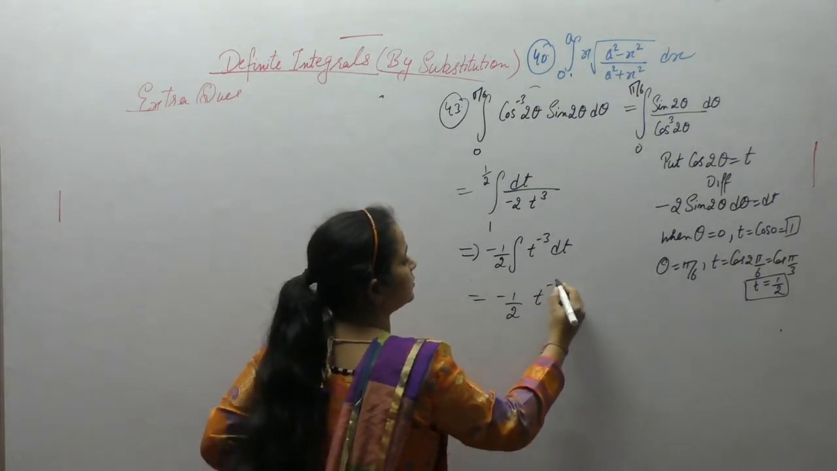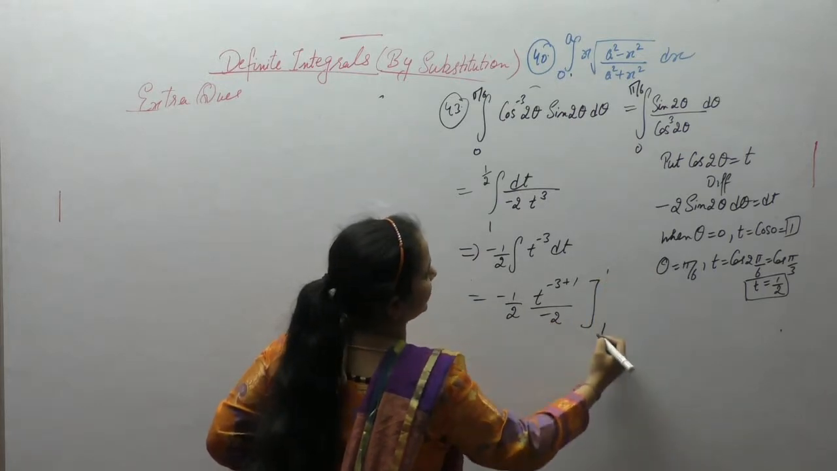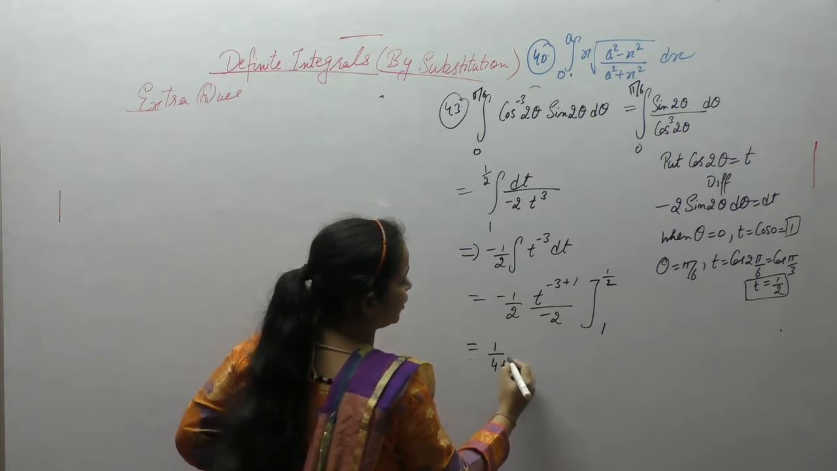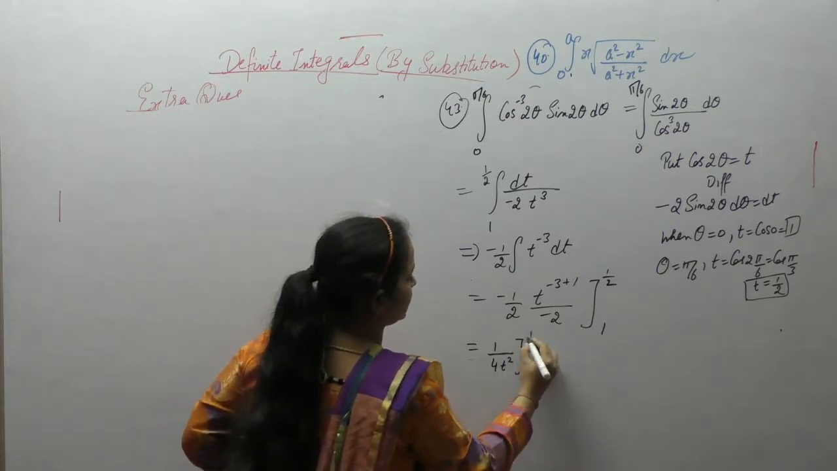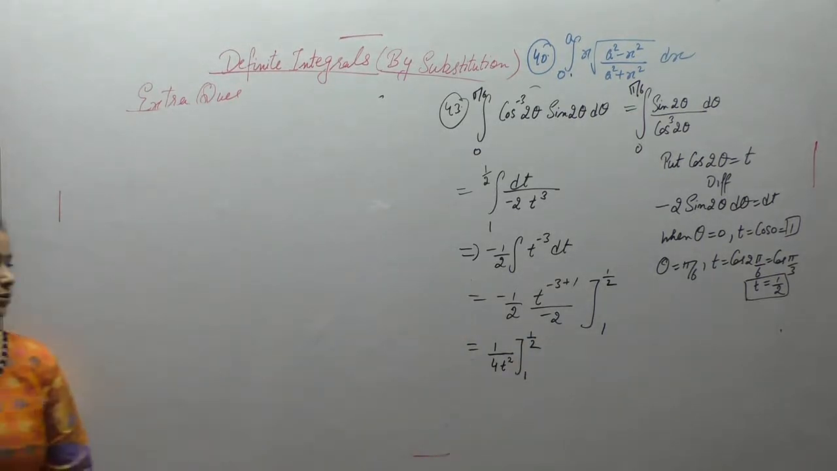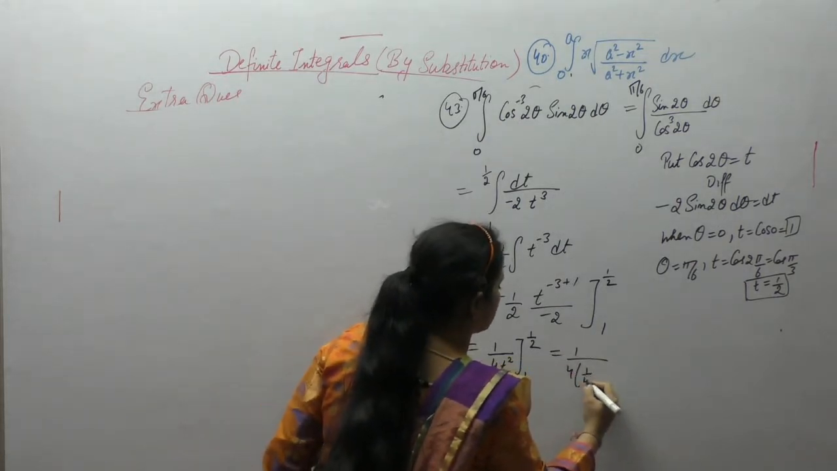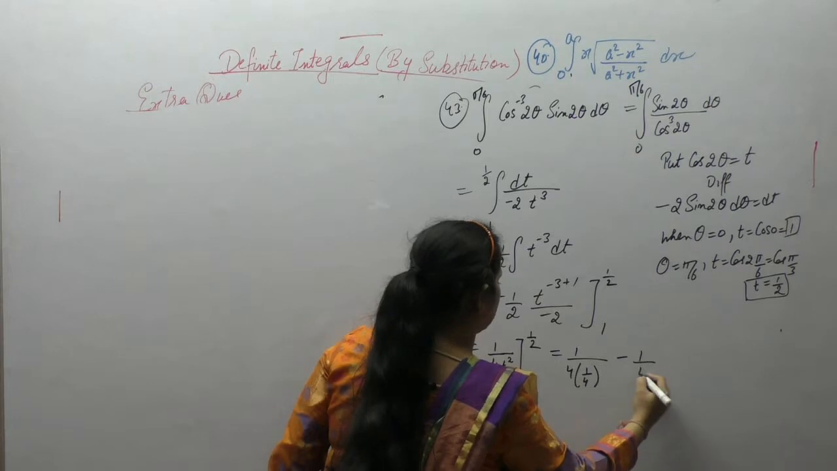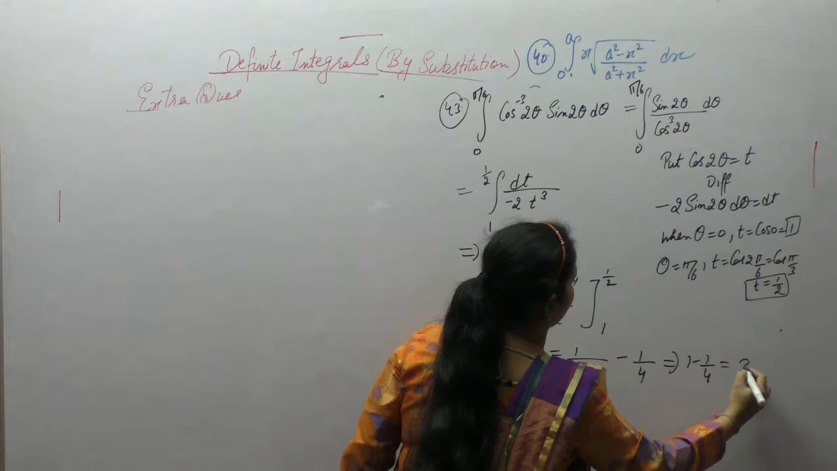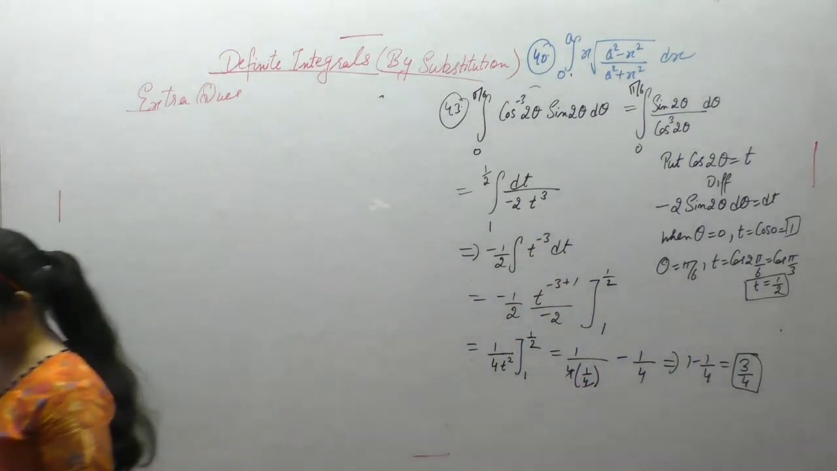Minus 1 by 2. Limit is 1 to 1 by 2. 1 by 4 t square. Limit is 1 to 1 by 2. Put the limits now. T square, 1 by 2 square is 1 by 4 minus the lower limit, 1. 1 minus 1 by 4. 4 minus 1 is 3. So 3 by 4.